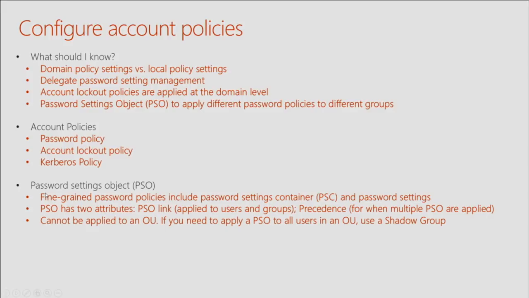And then we mentioned in the last section the fine-grained password policies, which include password settings containers and password settings, the object itself. And it can't be applied to OUs, so keep that in mind. And if you need to apply it to all objects in an OU, you'll have to use a shadow group. Now, a shadow group is a global security group that's logically mapped to an OU to enforce the fine-grained password policy. So you'd add users of that OU as members of the newly created shadow group, and then apply the fine-grained policy to the shadow group.